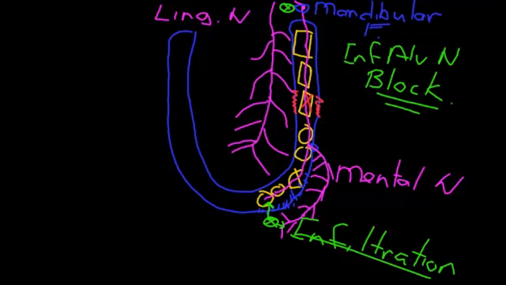So for example, let's imagine you are doing deep root planing on the labial of this lower 2. What you would need to do is block these mental nerve fibres, and you could just infiltrate adjacent to the 2 to do that. So these anterior teeth, it's purely infiltrations next to the teeth.